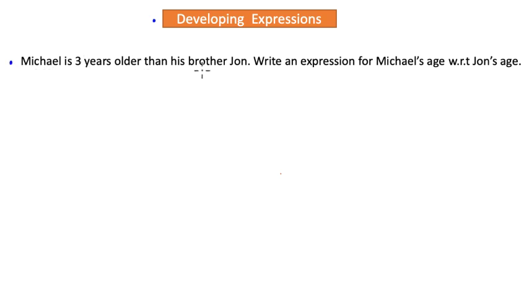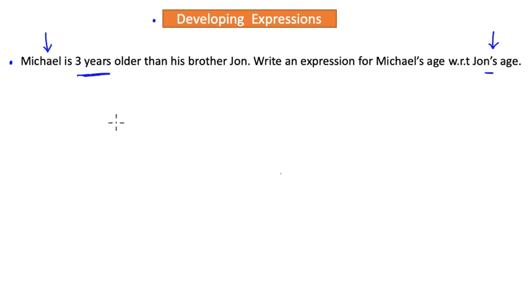So take a look at this scenario in which we are stating that Michael is 3 years older than his brother John. Write an expression for Michael's age with respect to John's age. So what are variables here? Michael's age is going to be a variable because it always changes, correct? And John's age is also a variable. And what is constant is the age difference of 3 years between these two brothers, right? Michael is always going to be 3 years older than his brother John, okay?